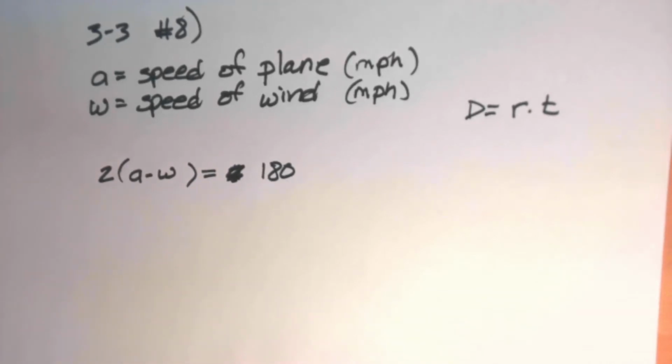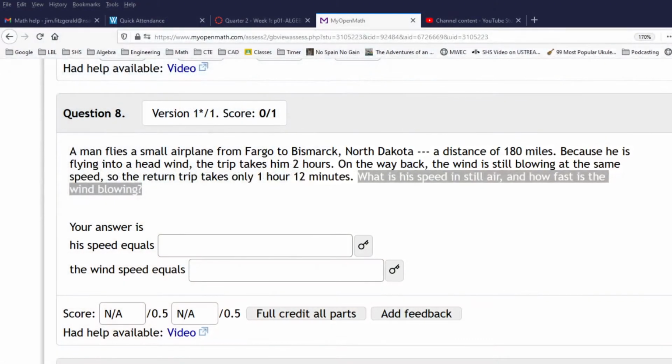Okay, now on the way back, it only takes him an hour and 12 minutes. Now, we have a little bit of an issue here because if we talk about an hour and 12 minutes, that's not like 1.12 hours. There's only 60 minutes in an hour. So we have to think about that in either minutes or in hours. And since we're talking about miles per hour, I'm going to use hours.